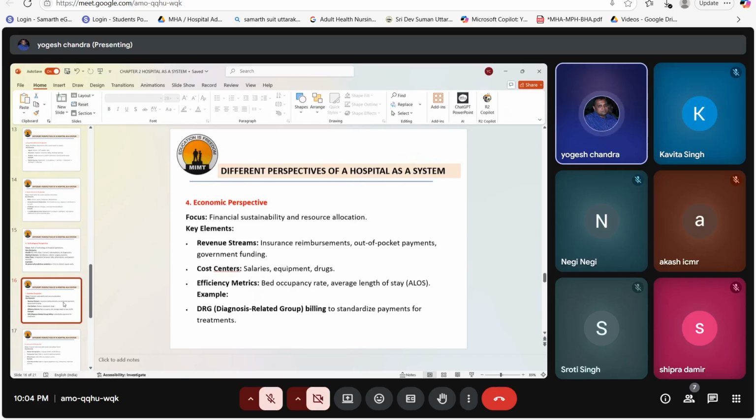Then we talk about the economic perspective, revenue streams. In the hospital, there is a system for this economic perspective also: insurance reimbursement, out of pocket payments, government funding. For cost centers, we talk about salaries in the hospital, expenditure on equipment, expenditure on drugs. And what are the efficiency metrics, the economic efficiency metrics? That is, what is the bed occupancy rate of your hospital, and what is the average length of stay. These are some very important things. And one very important concept is there, that is the diagnostic related group.